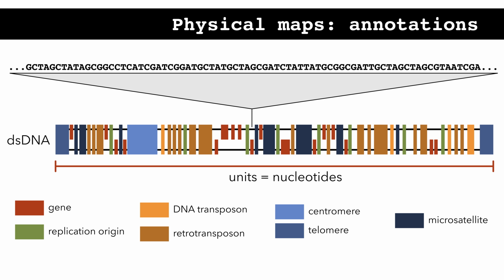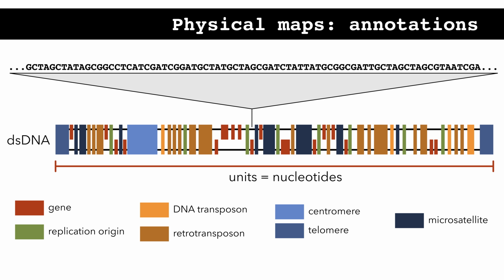So when we talk about the power and utility of physical maps, we're not talking about the nucleotide sequence per se. Instead, we are referencing the annotations on a physical map. You can annotate a physical map with anything, literally anything, that directly or indirectly has something to do with an organism's genome. And it's these annotations that give physical maps such fantastic detail and power.